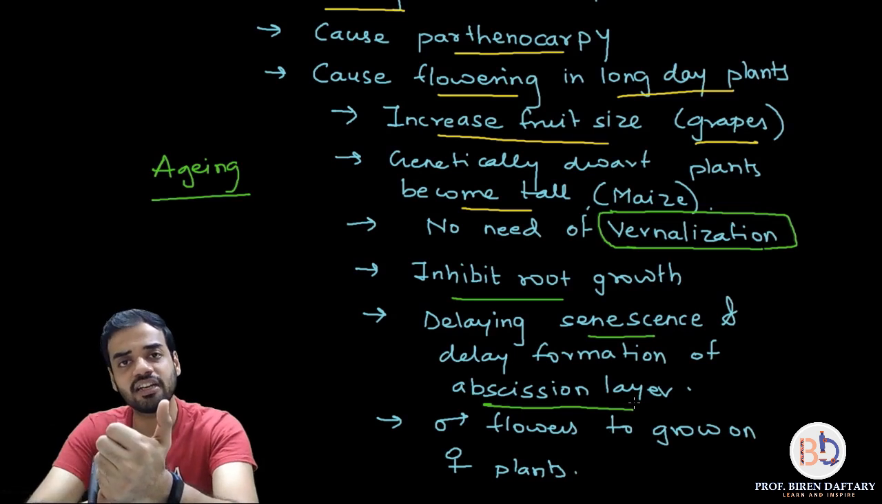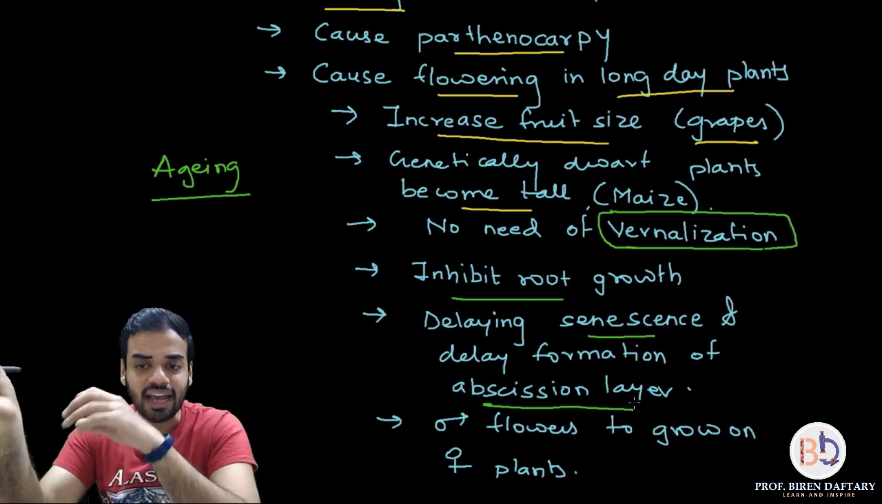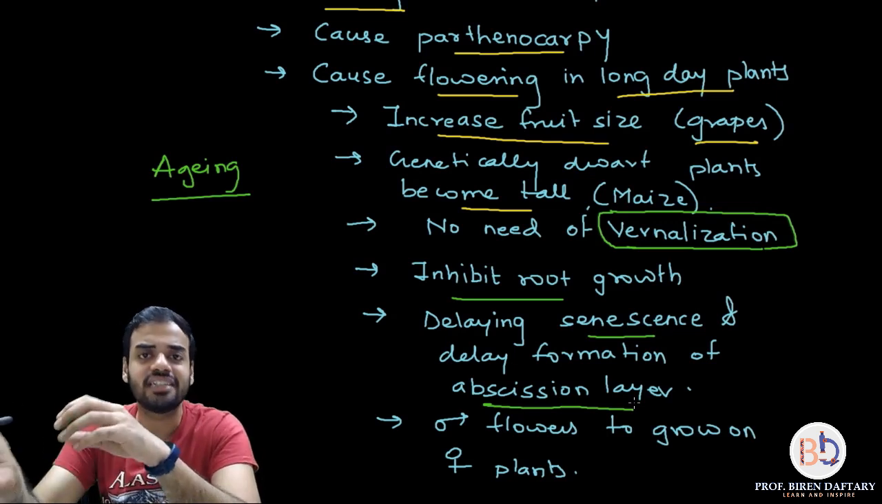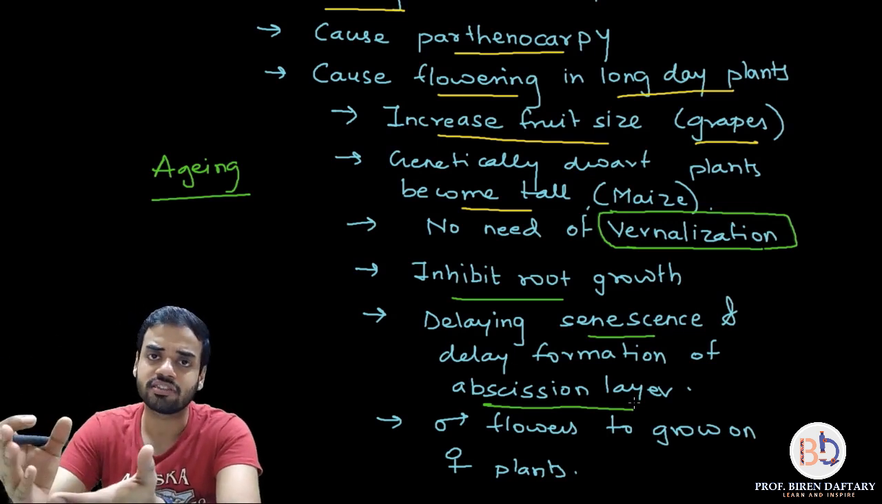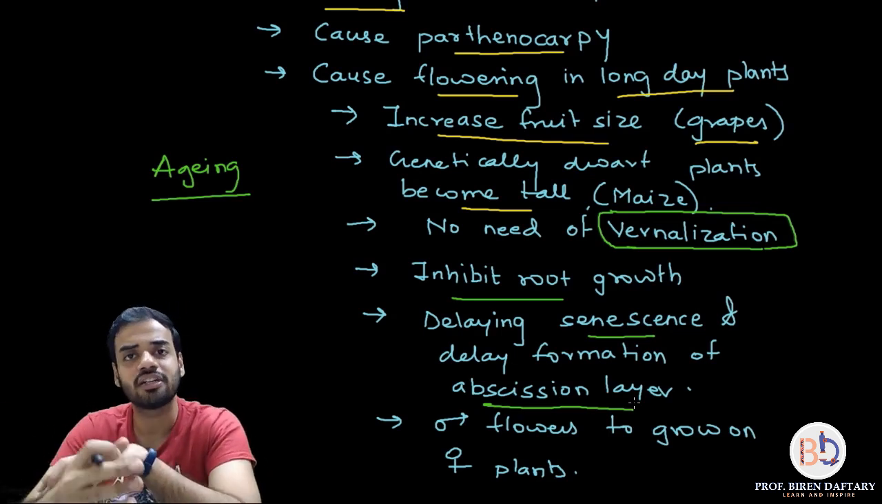So abscission layer will occur when senescence is occurring. So both senescence and abscission layer formation is delayed, so it is just working like auxins. It is promoting the growth and it is inhibiting the aging or the death process.